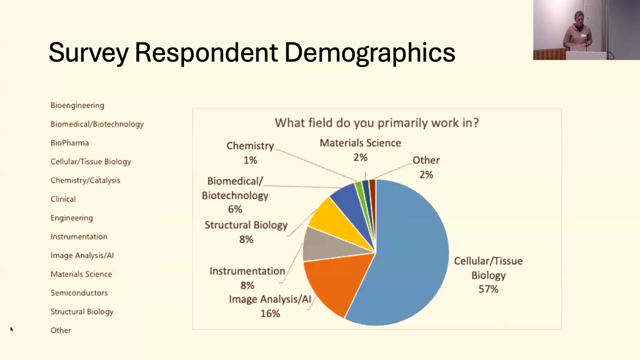So first up, survey respondent demographics. We gave quite a lot of field options, which are on the left-hand side of the screen there. Not every single one of them was used. You can see that the vast majority of people who responded to this survey identify as being in cellular or tissue biology, with another subset in the image analysis / AI category. And then about a quarter of our participants were other things.